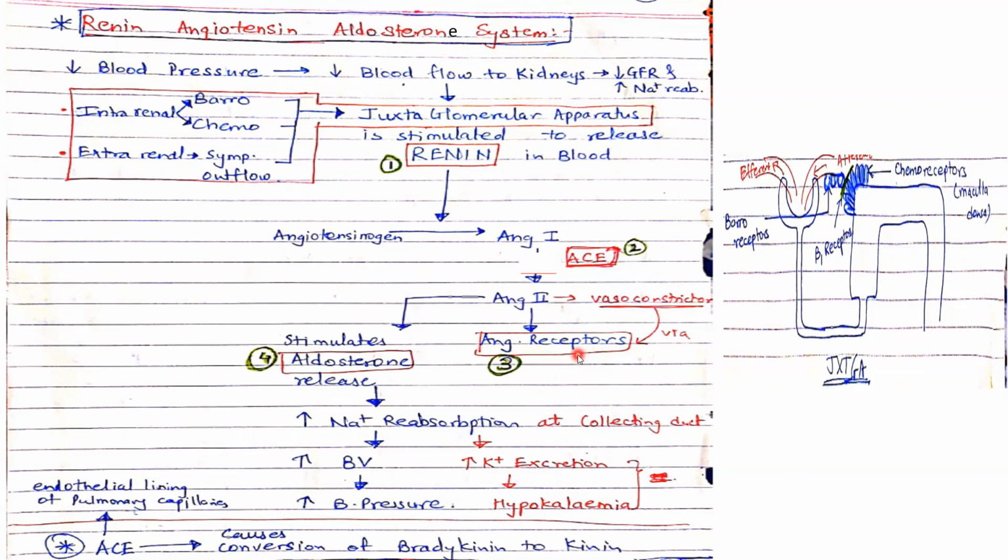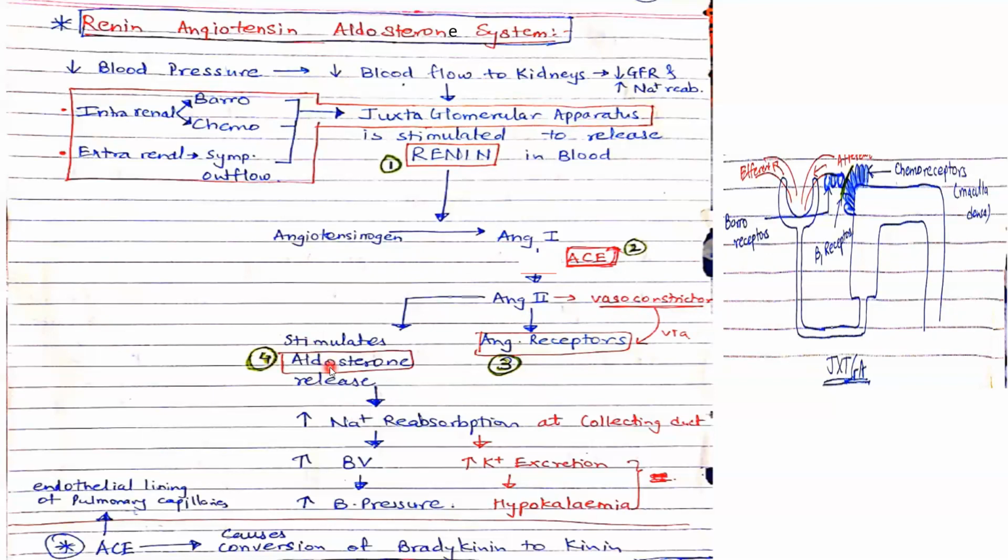There are many types of angiotensin receptors in our body. Most widely studied are AT1 and AT2 receptors. Amongst those, AT1 receptors are responsible for the vasoconstriction effect. So angiotensin 2, when it binds to AT1 receptors, causes vasoconstriction. This is one action. Angiotensin 2 also stimulates aldosterone release.